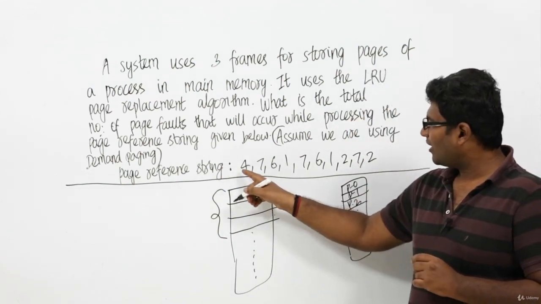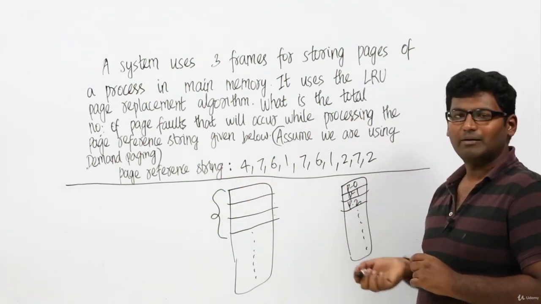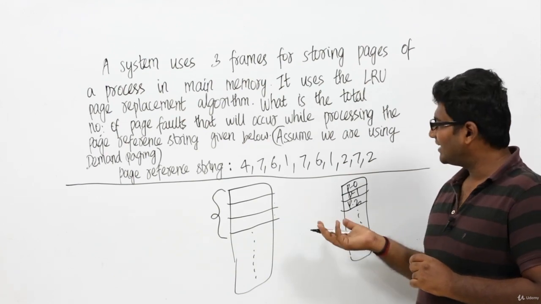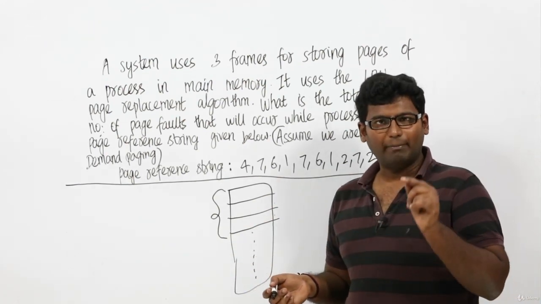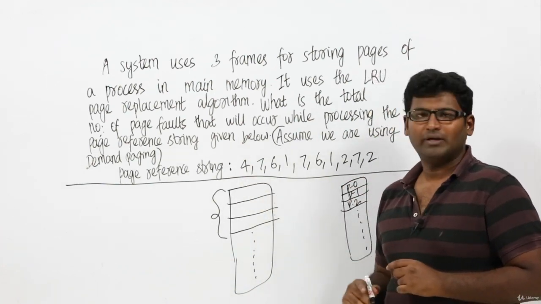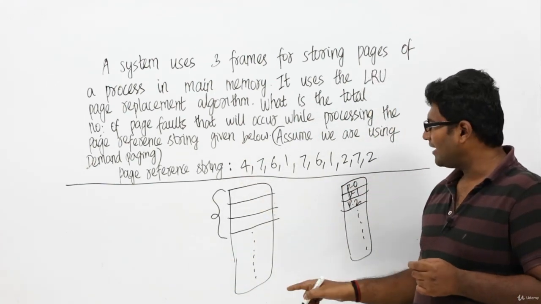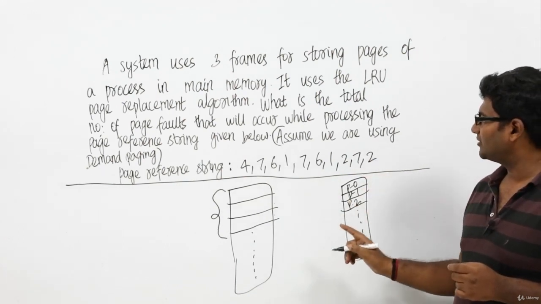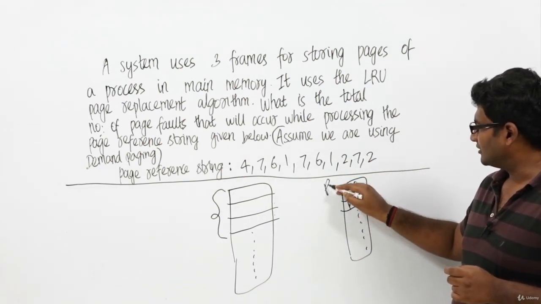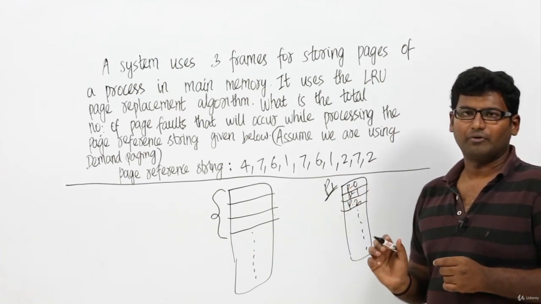But now why have I given these pages rather than bytes or words? The reason I have given this is it means that CPU is requesting for a byte in page number 4. Then CPU is requesting for a byte in page number 7 of process P1, right? We are considering only one process. Let us assume the name of the process is P1, just for simplicity, okay?